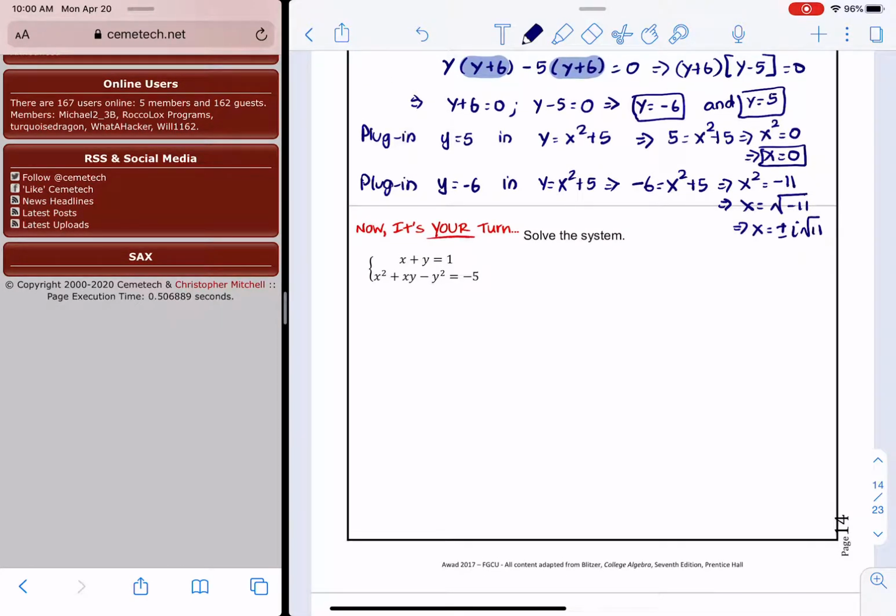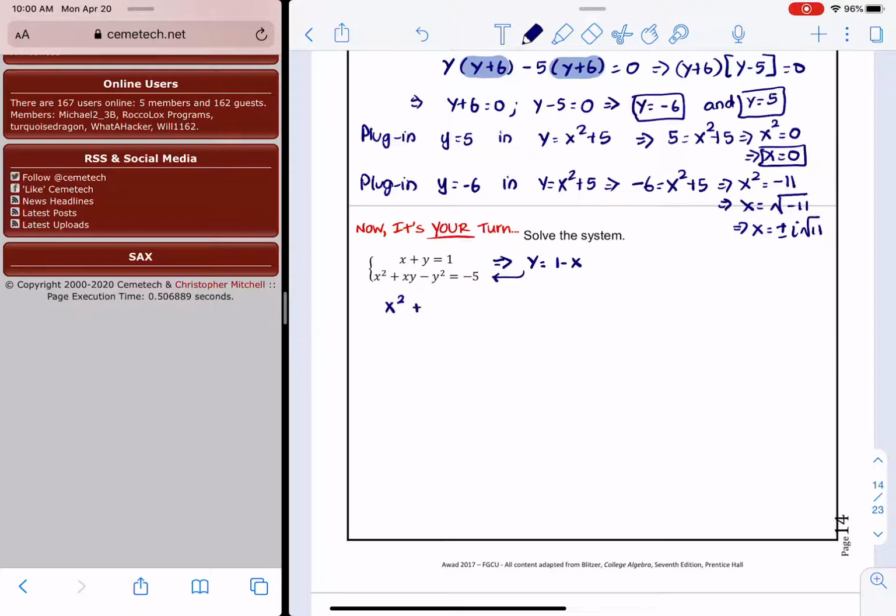So here is another system. As I've mentioned multiple times, it comes down to picking the right method and the right variable to cancel. Now you may ask me, should I use the substitution method or the addition method here? The easiest approach would be to go for substitution. The reason being, if you look at the first equation, I could easily write it as y equals 1 minus x. I can take that and plug it in the second equation.